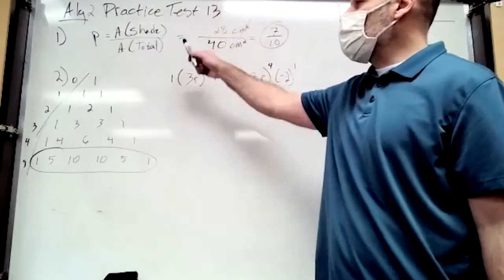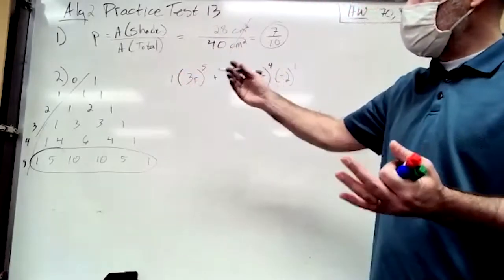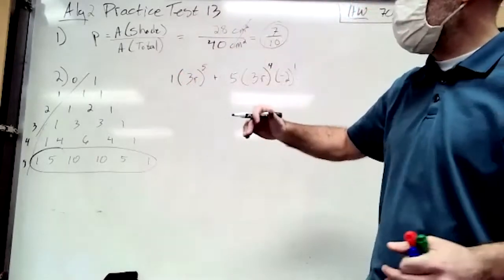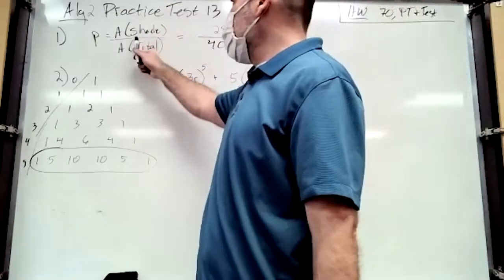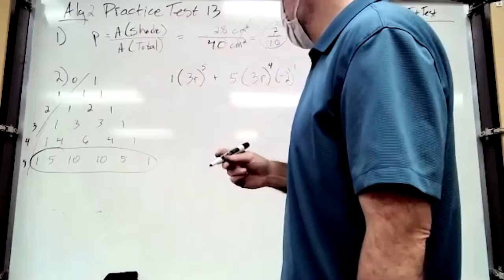Probability of number one: area of the shaded over area of the total. Remember, probability is what you're looking for over the total number of outcomes. So area of shaded is 28, area of total is 40. Reduce that to 7/10, you're good.